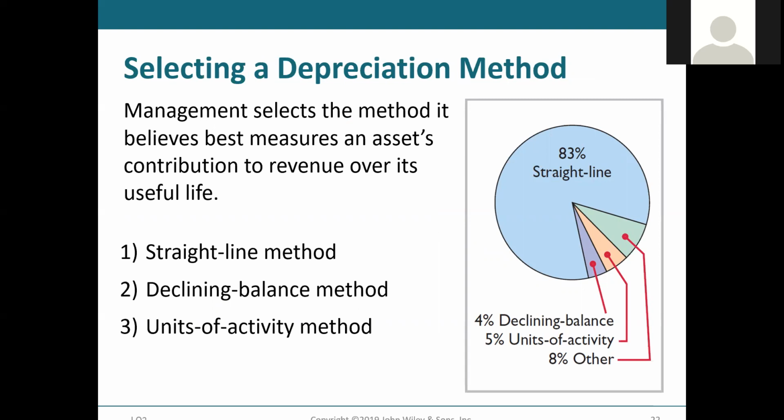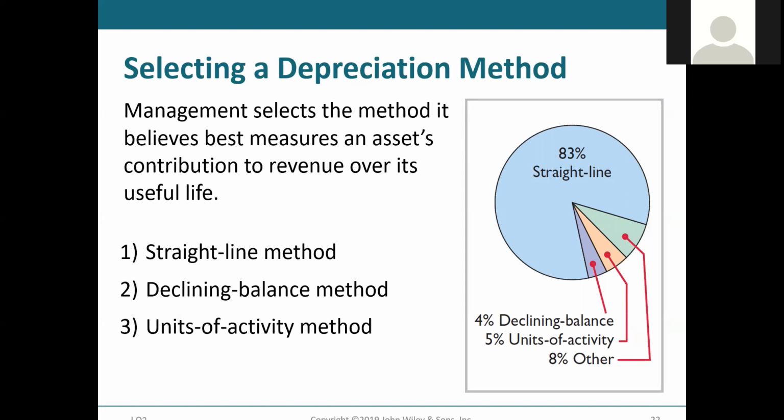Select the method that best measures an asset's contribution. Straight line, I guess what they're saying here is 83% of companies use straight line. Straight line is easy. It makes the expense the same every month. You buy an asset for 20 years and you're depreciating it over 240 months. Well, every month that number is going to be the same.